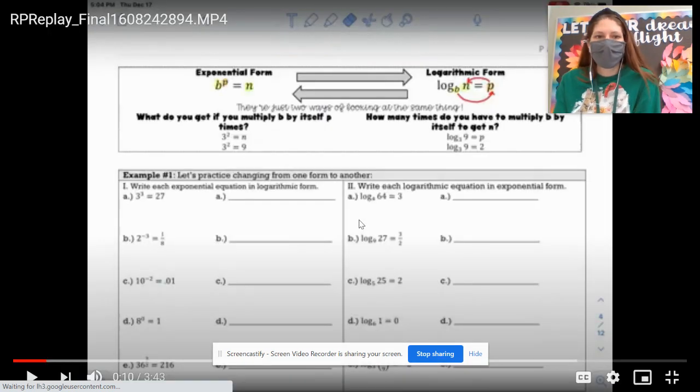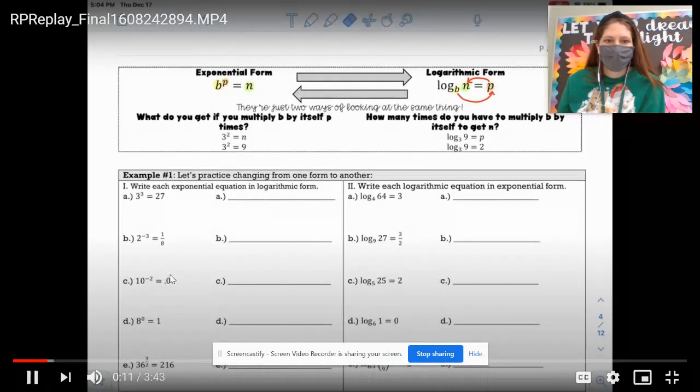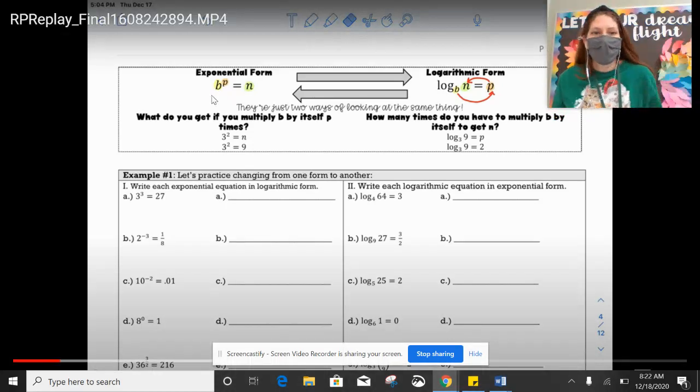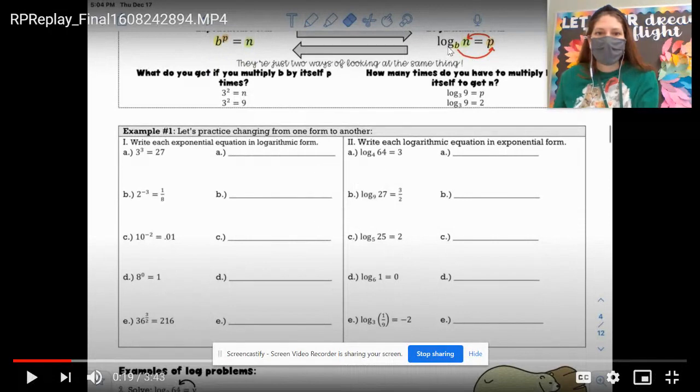All right, let's first take a look at how to switch from log form to exponential form. You can see how I color-coded it. The base is the tiny number next to the word log. Whatever you're raising the base to, that's your exponent, and then your result is your answer.